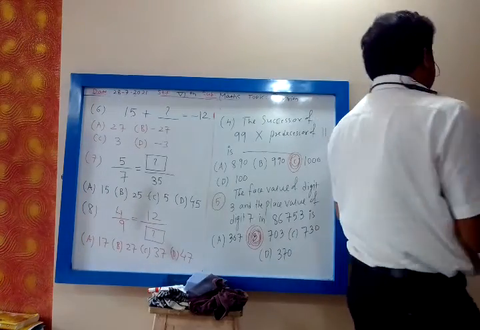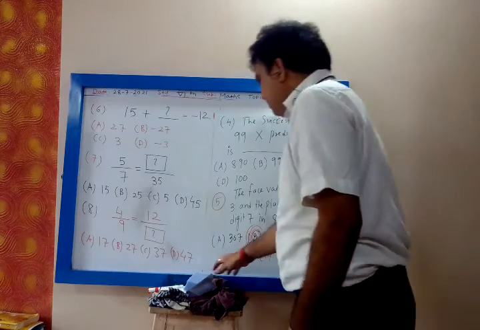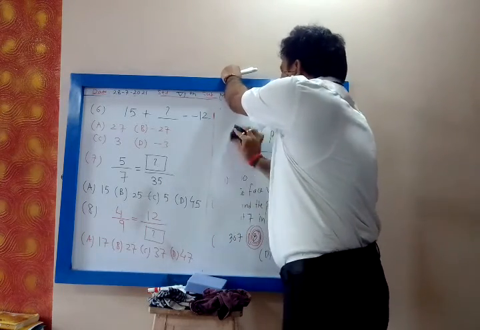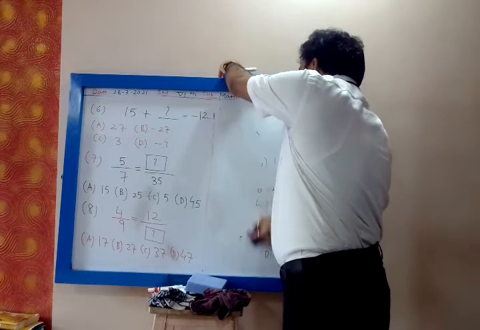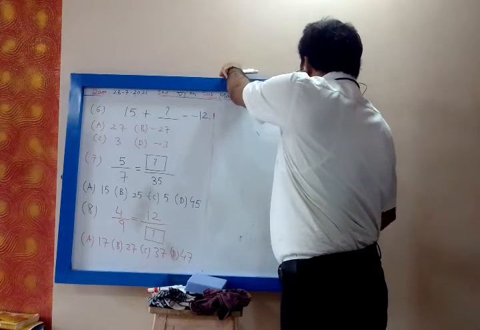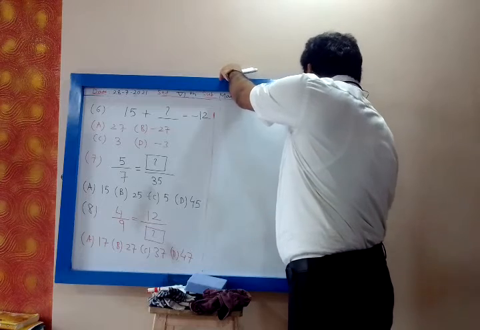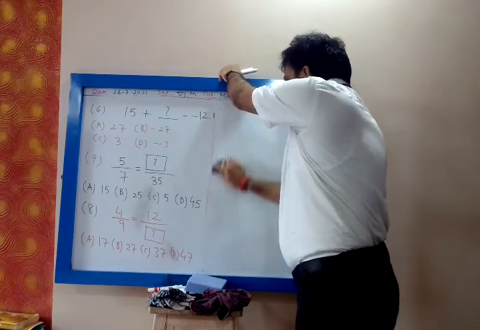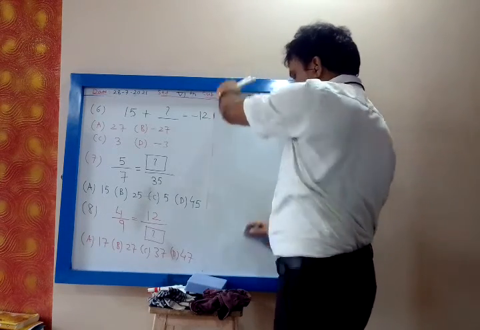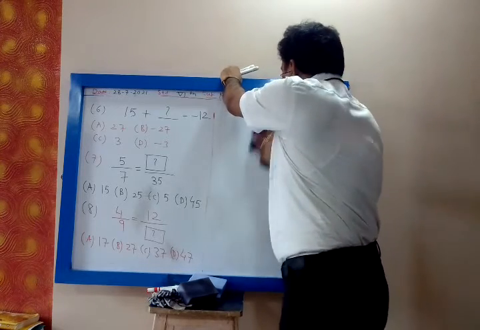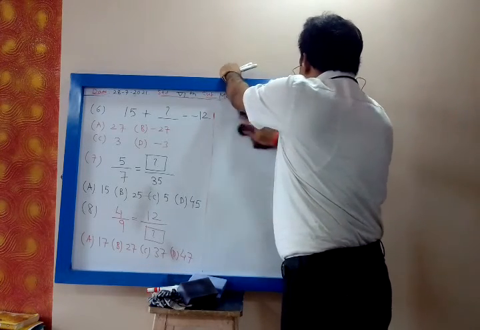Get the answer of this. One by one. Roll number 13 division B, what is the answer of the 6th? Roll number 13 division B, what is the answer of the 6th? Yes, Ashok Mali, what is the answer of the 6th?